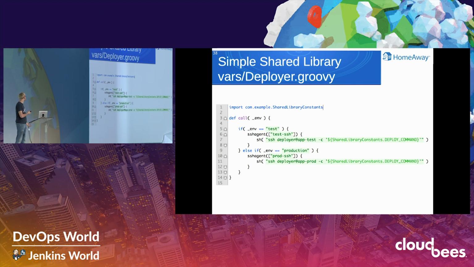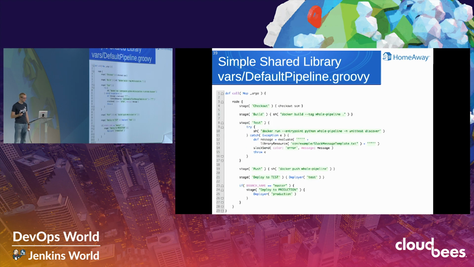And the code inside of it is exactly the same, except we're using the shared library constants for our deploy command, which we import up here. Our default pipeline variable is the same Jenkinsfile as before, except it too is now inside a call, as one does when writing shared library variables. At the bottom, when we're deploying, we're just using deployer with the test and production environments.